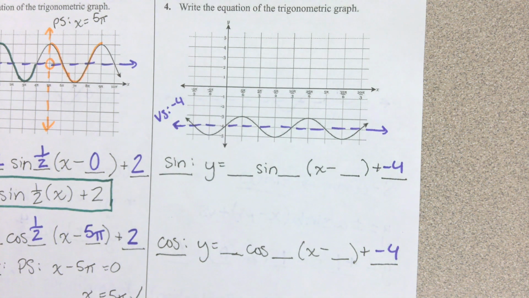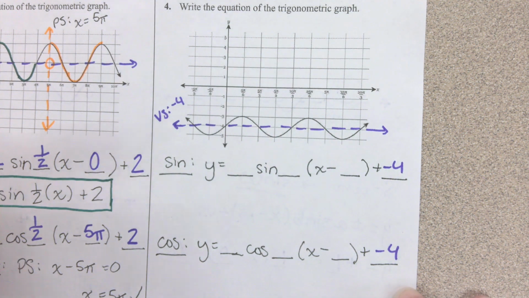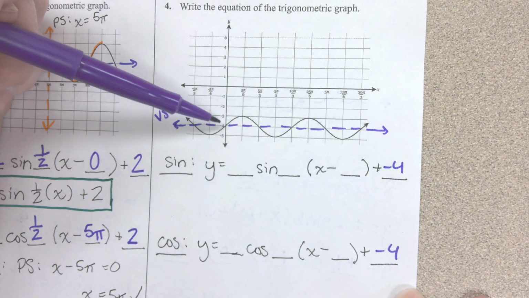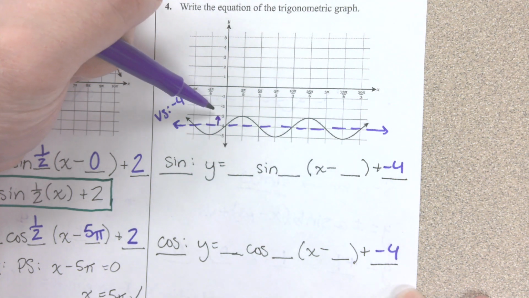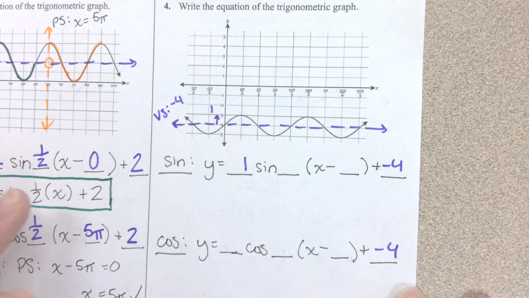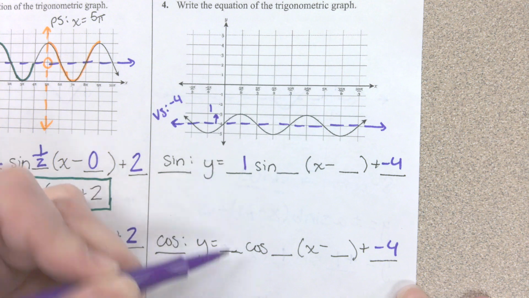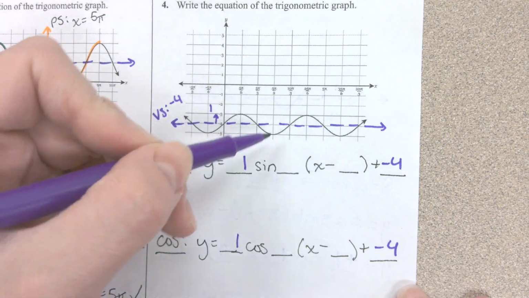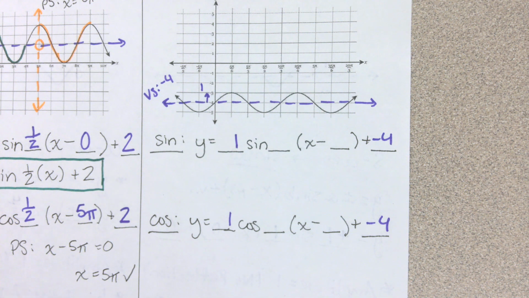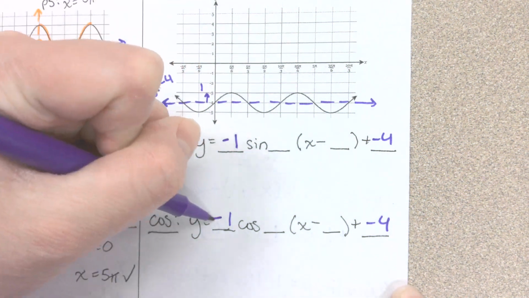Next, let's work on finding A and B. Once we find the midline, A is pretty easy to identify. From the midline up to our maximum, it's only 1. So our amplitude is 1 here. And reminder, our amplitude does not change. It's the same on the whole graph, up 1, down 1, no matter which curve you're looking at. So A will be the same. I already gave you the heads up that I want reflections here, so I'm going to go ahead and put a negative on both of those.